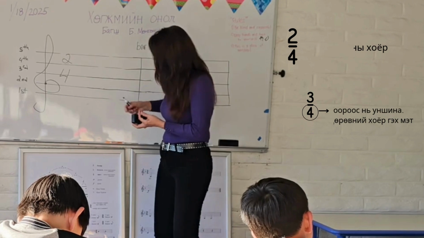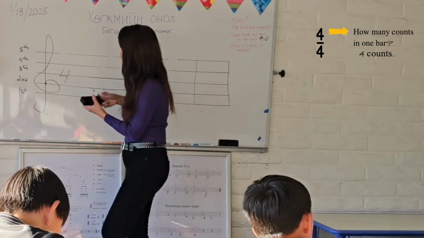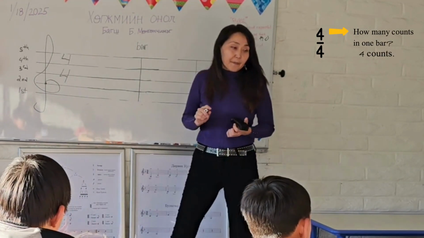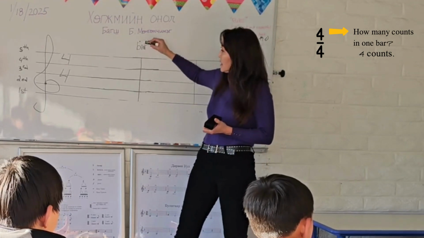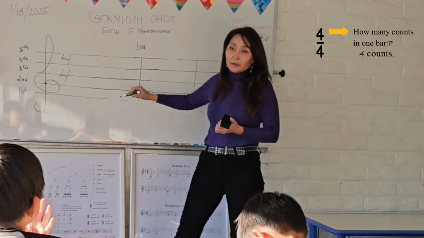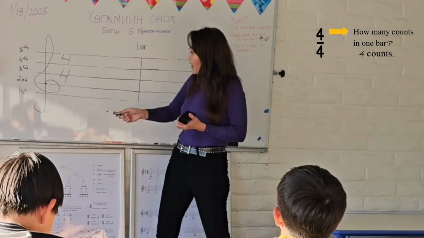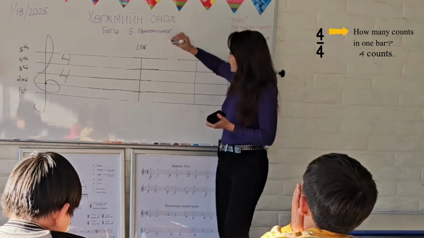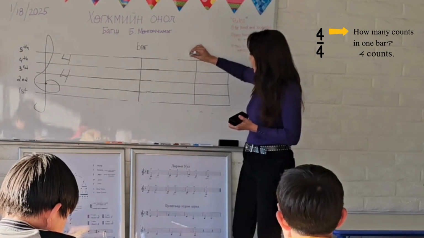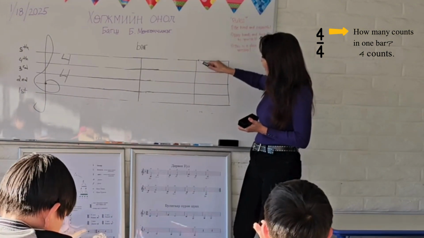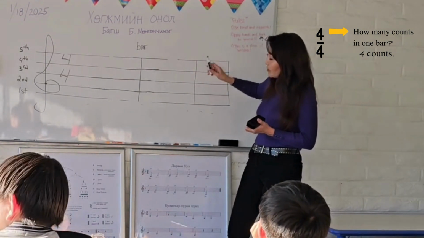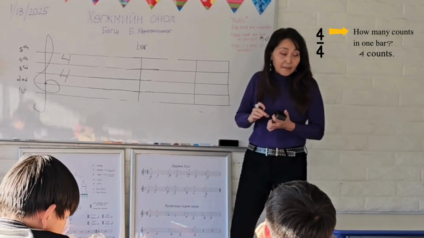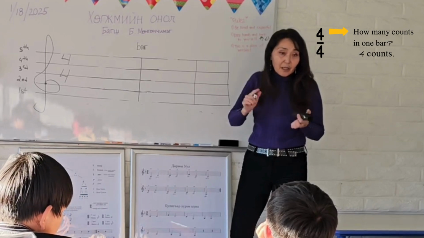So it can be any number. Let's start with 4. 4, 4. How many counts in one bar? 4 counts. So 1, 2, 3, 4. 1, 2, 3, 4. After each bar, you're going to start over at 1. Right? It's called a bar.